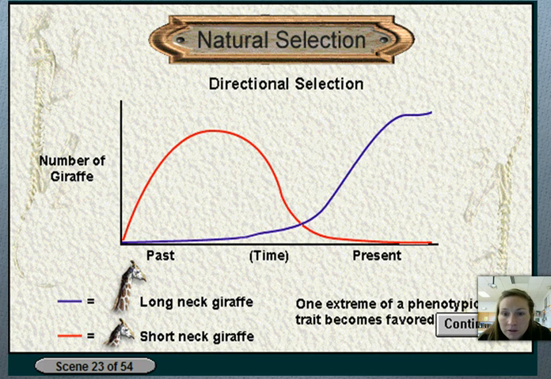Here's another example of directional selection with giraffes, long neck versus short neck over time. In the past, the long neck giraffes didn't do as well, but in the present they do. So you can see the short neck peak is exactly the opposite. So one for the other basically as time has gone on for the giraffes.